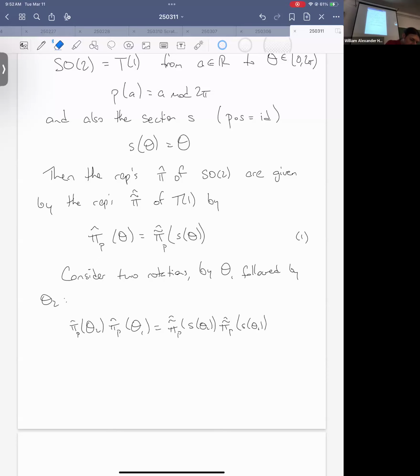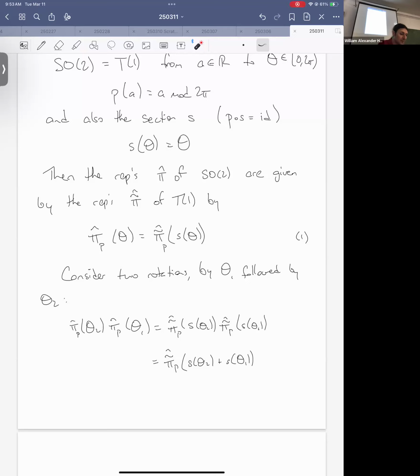Now, because this pi twiddle is a group homomorphism, this is necessarily pi twiddle hat P of the section of theta 2 plus the section of theta 1. The group multiplication law of translations is just addition. Now, the point is that if I add these two thetas, it might be a number greater than 2 pi.